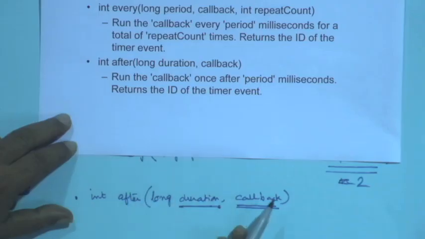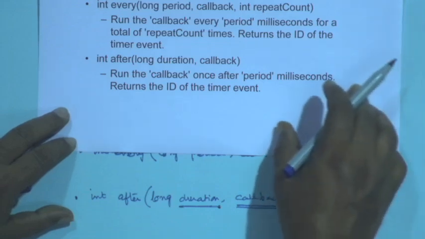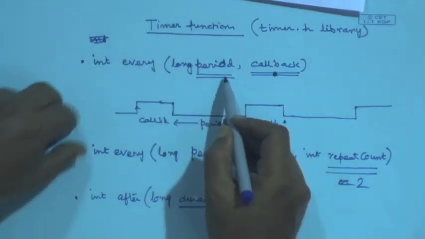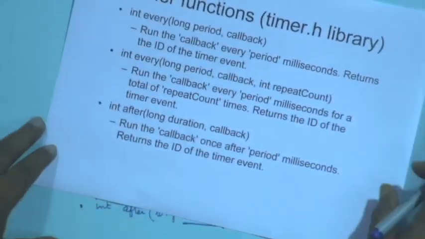The other important function: after a particular duration, the callback function will start. Now, if you want to make it periodic, in that case you will have to define it as periodic. So, whatever the duration is, after that it will be activated.